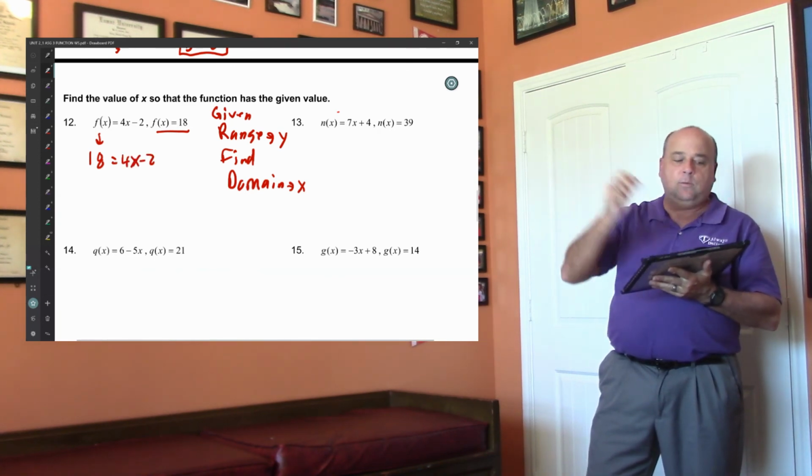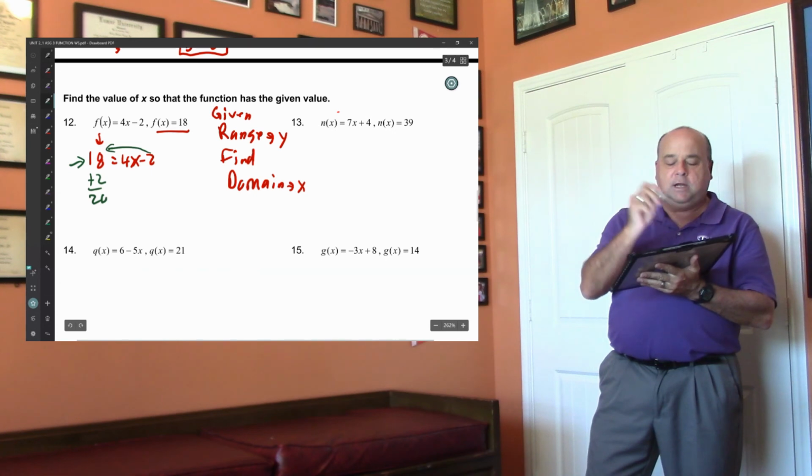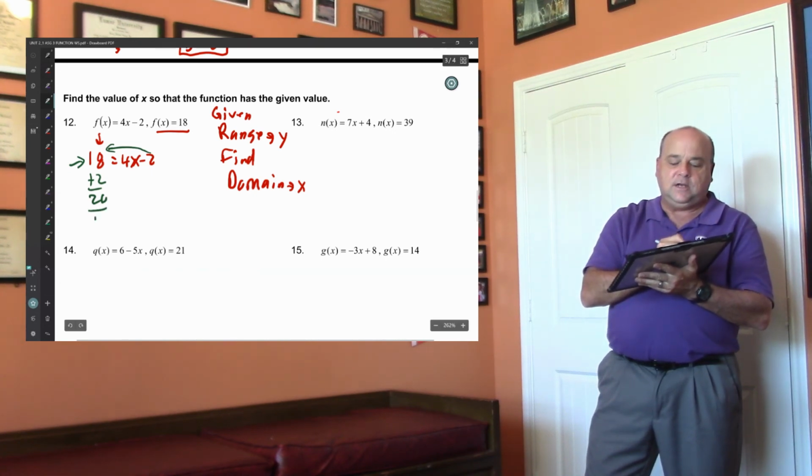If you have a calculator, remember the rule. You would punch the 18 in first, move over the 2. 18 plus 2 is 20. You would hit enter and get the 20 and then divide by 4, right? And you would get x equals 5.